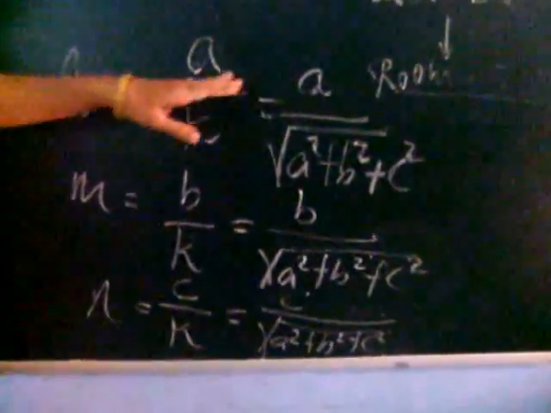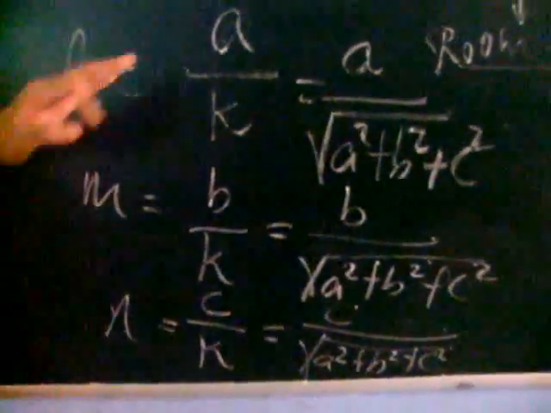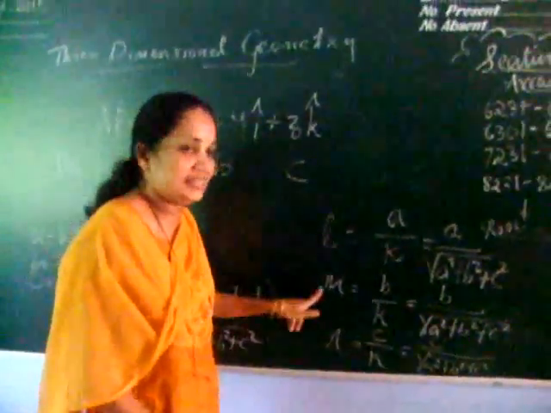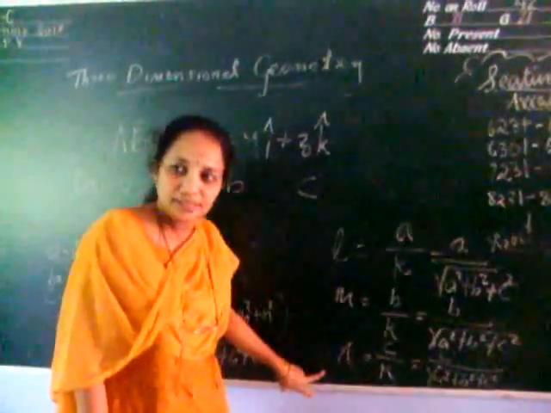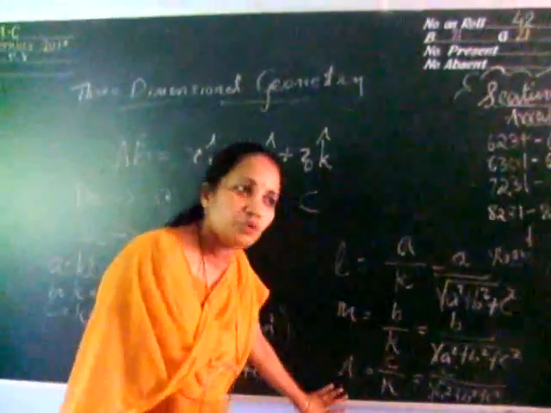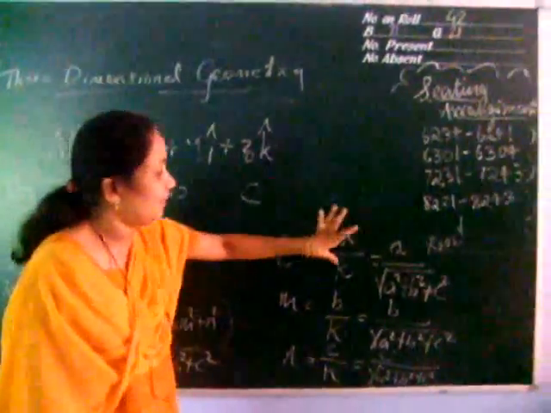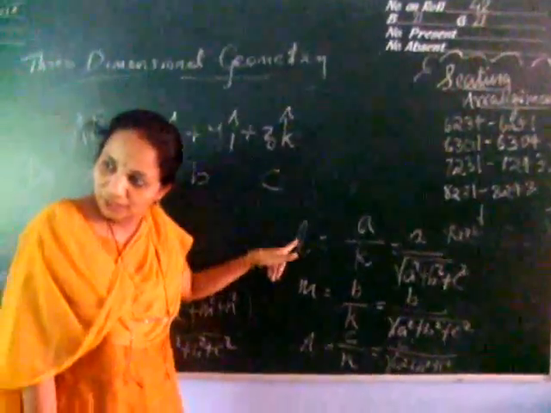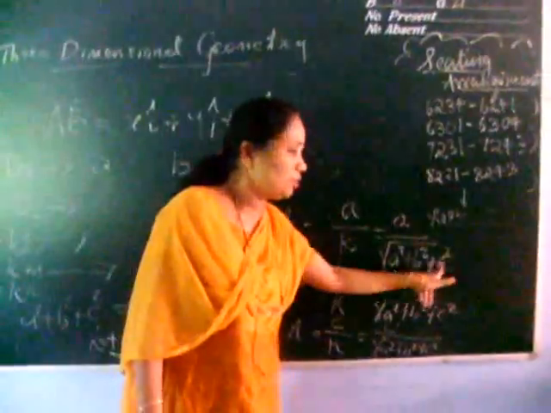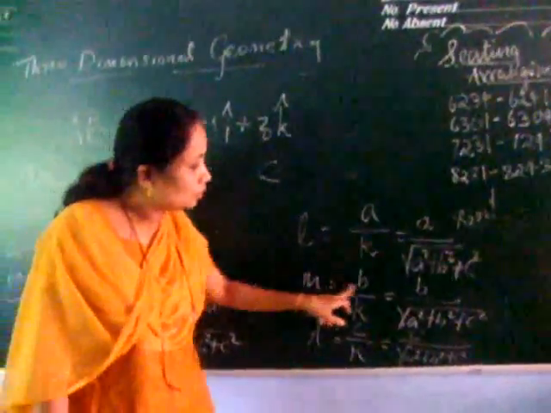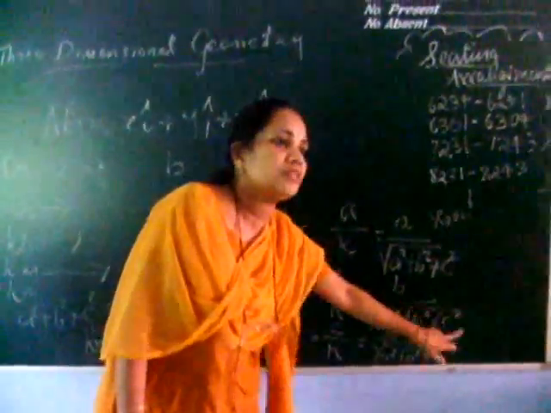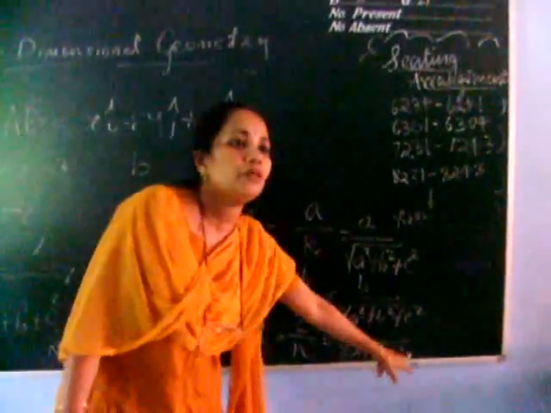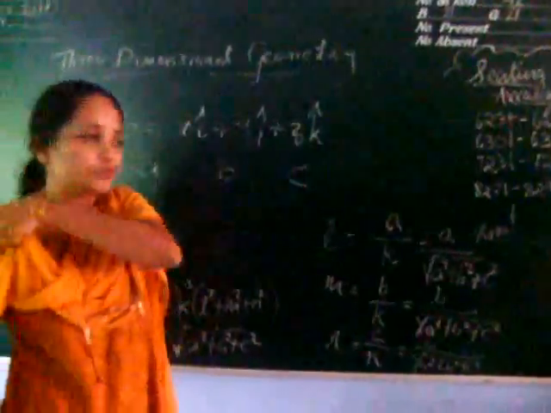So this is the method, these are the formulas we use when the direction ratios are given to find out the direction cosines. Is it clear? So direction cosines are unique. When the direction ratios A, B, C are given, how to find out the direction cosines? L is equal to A divided by root of A squared plus B squared plus C squared, M is equal to B divided by root of A squared plus B squared plus C squared, and N is equal to C divided by root of A squared plus B squared plus C squared.